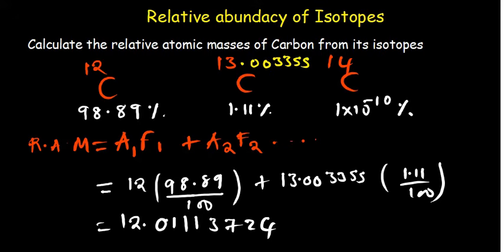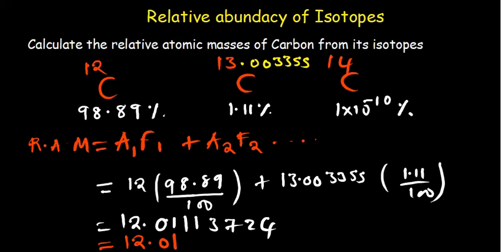So rounding off the answer to 4 significant figures, our answer becomes 12.01, which is the value that you see on the periodic table. So it is derived from the isotopes of carbon. This applies to all the other elements with isotopes: copper, bromine, chlorine as well. Given its isotopes, you should be able to find the relative atomic mass if you are given the abundance. Okay.